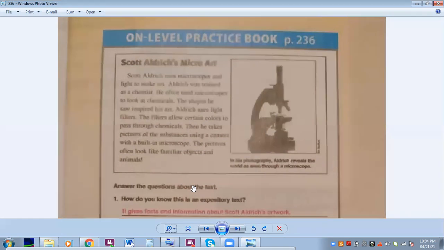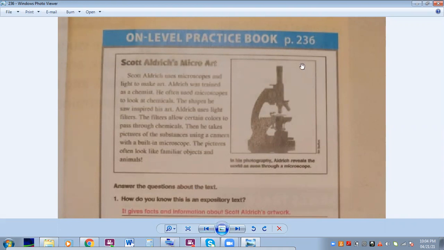Aldrich uses light filters. The filters allow certain colors to pass through chemicals. Then he takes pictures of the substances using a camera with a built-in microscope. The pictures often look like familiar objects and animals.